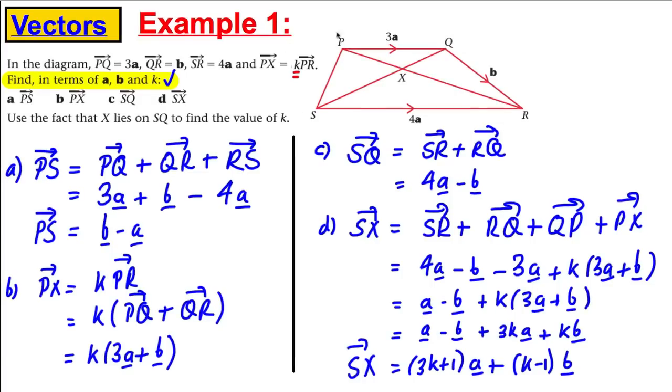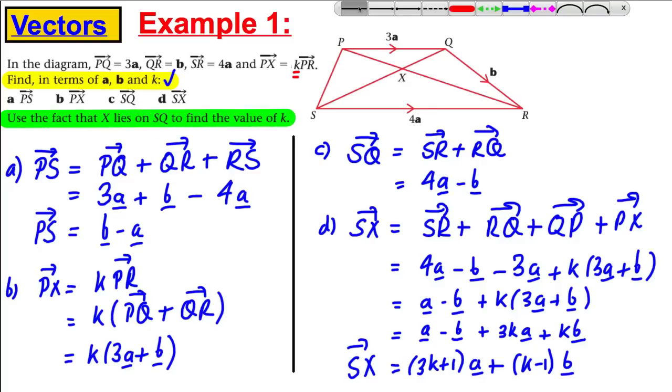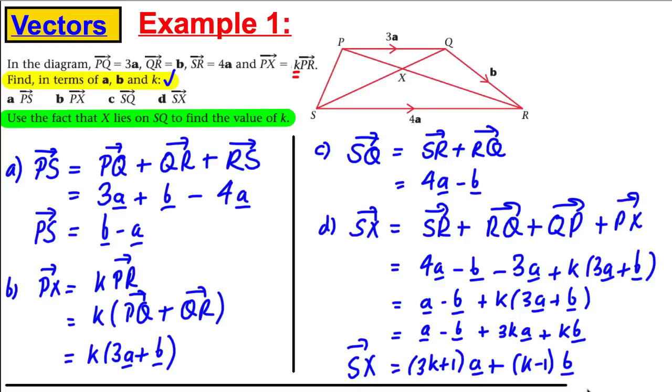Let's move on to the next section then. Here's the next question. It says, this is the tricky bit, use the fact that X lies on SQ to find the value of k. So what I'm going to do is draw a line under the work I've currently done, and we're going to think about this.